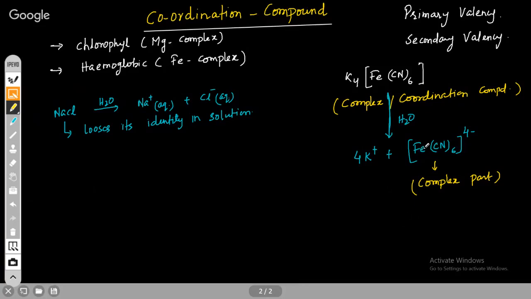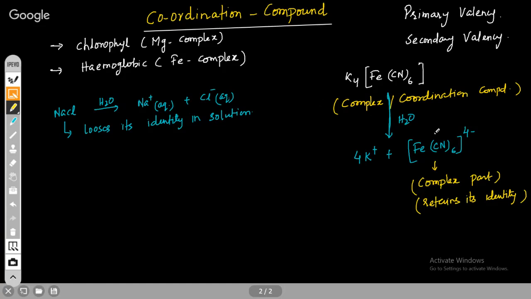Because there is no Fe+ and CN- present separately, but this whole ion is present, in which the Fe-CN bonding still exists in the solution. So we say the complex part retains its identity even in the solution.